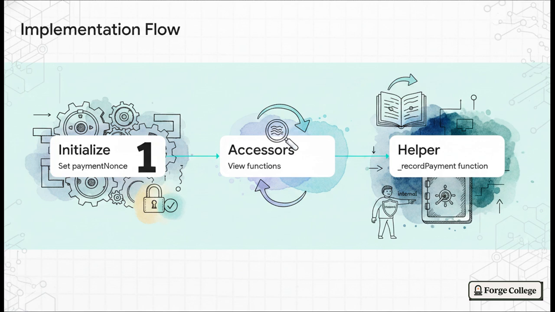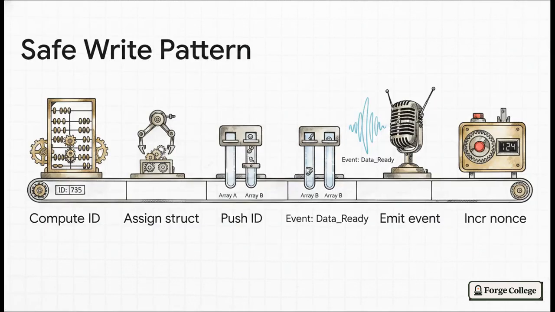Next, we add our view accessors, getBalance and getPayment, so we can securely read our data. And finally, we'll create a dedicated internal helper function called _recordPayment. Now, pay really close attention to the specific ordering of operations inside that _recordPayment helper. We call this a safe write pattern.